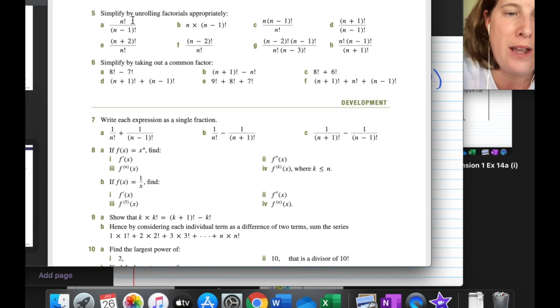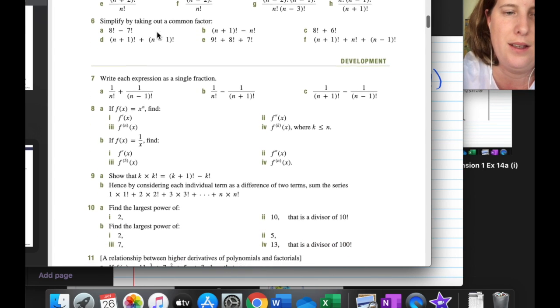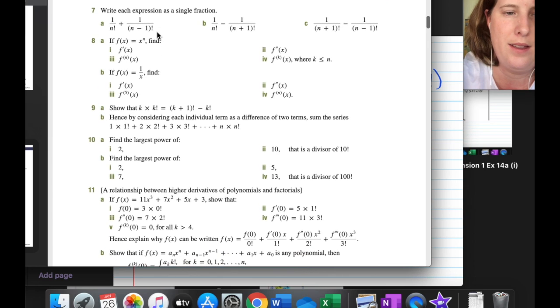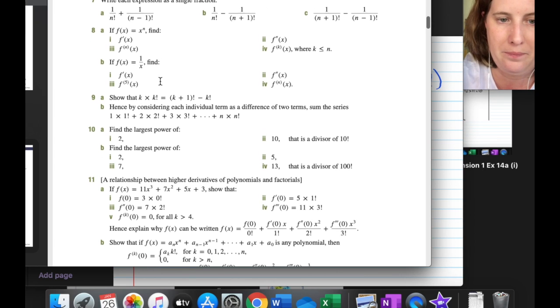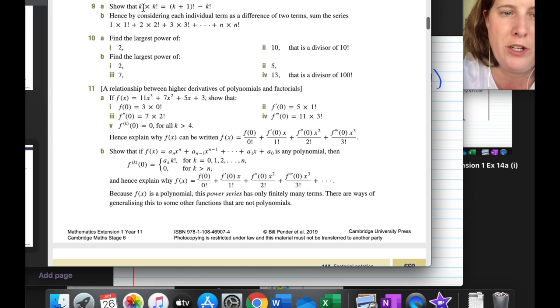Unrolling these, well, n factorial is the same as n times n take 1 factorial. So we're going to have n times n take 1 factorial over n take 1 factorial. We're going to simplify them by cancelling them out. Again, just write these out. This is actually a really good question to do. These ones are going to be hard. Stick with it, write them out, like unroll them if you need to. Question 8 we're not doing. Question 9, I only want you to do 9a.